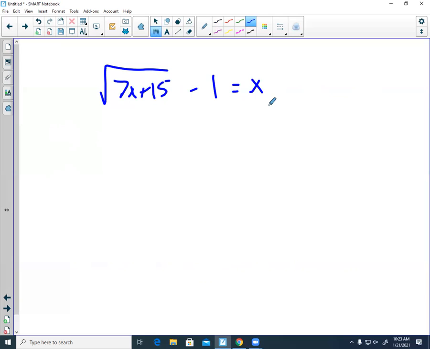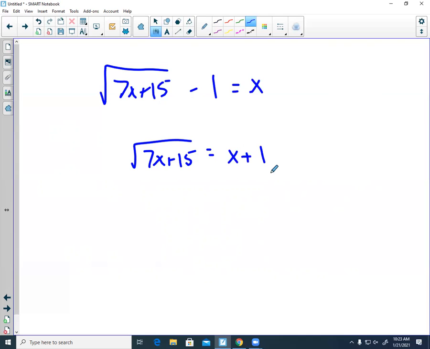I would add 1, right? Just like we would with normal algebra problems, we would add 1. So we'd get 7x plus 15 equals x plus 1. Is this question type 1, 2, or 3 now? This is question type 2. So this is a little bit more sad for us, okay? It's a little bit sadder because now we have a little bit more work to do.